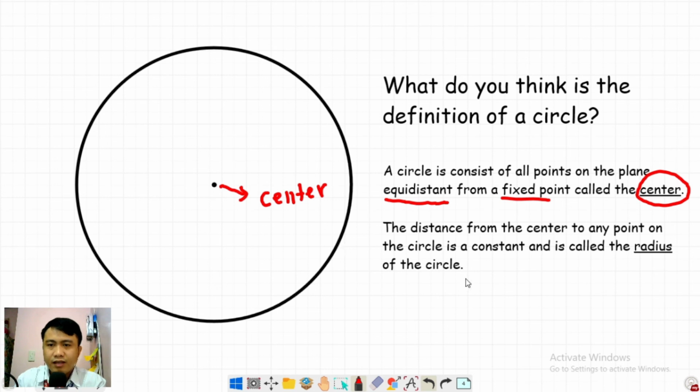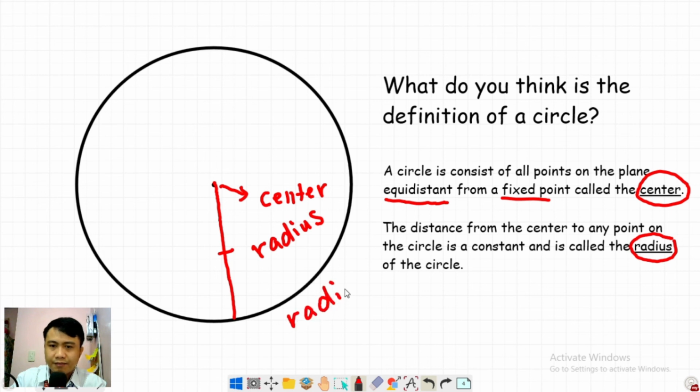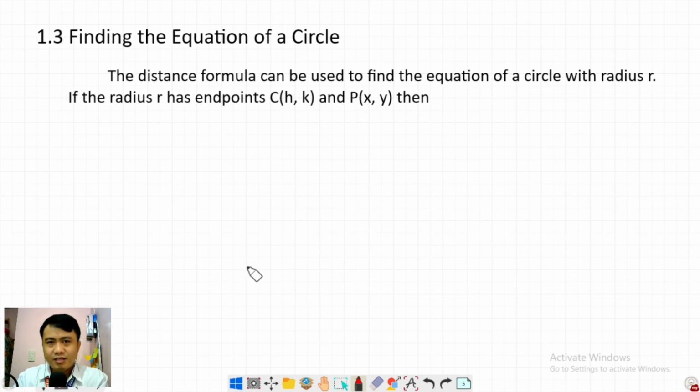At ano naman ang tawag natin dun sa distance from the center to any point? Itong distance na to, itong segment na to, ang tawag po natin dito, that is what we call radius. Pag maraming radius, as plural niya is radii. Okay? So we're done defining a circle. Next na tayo.